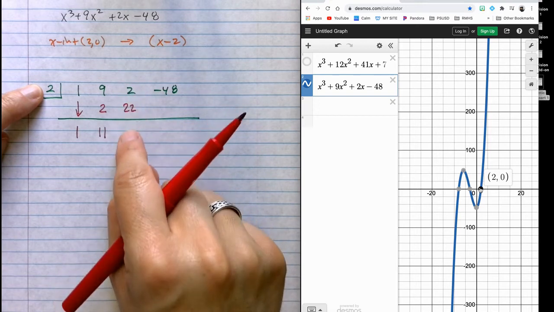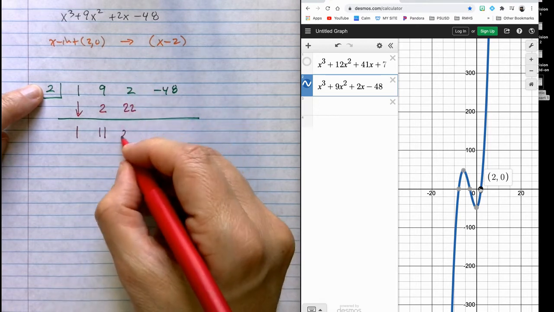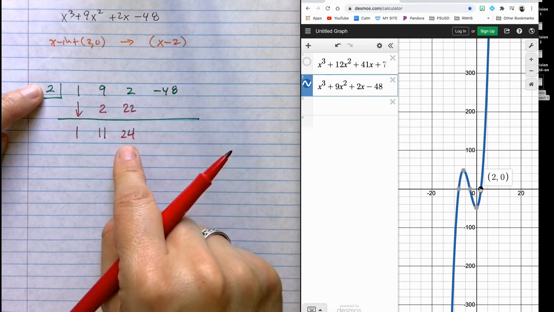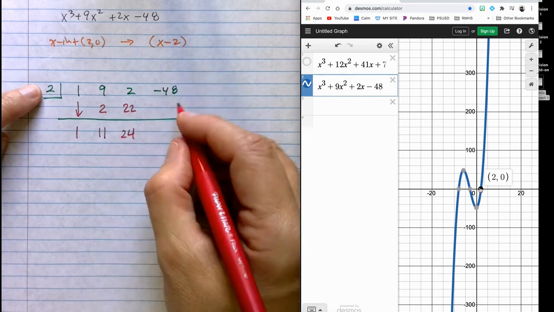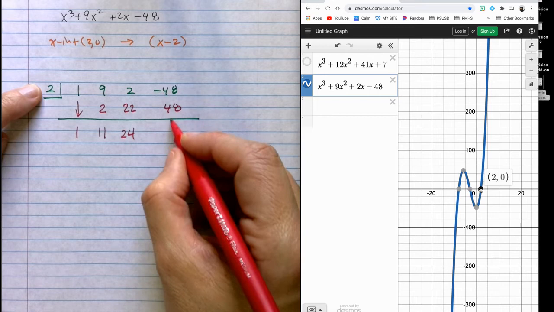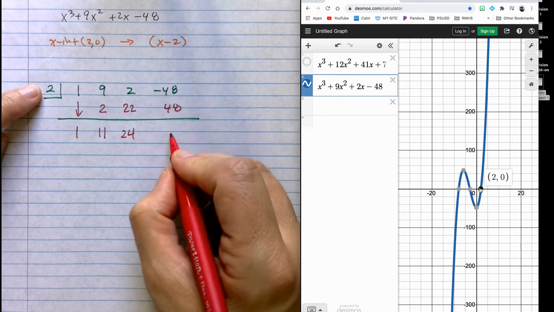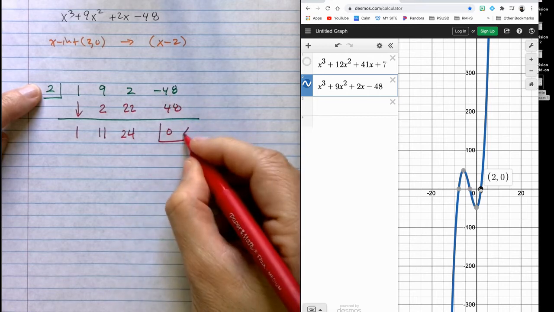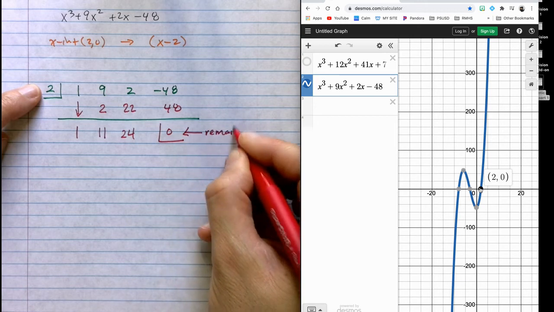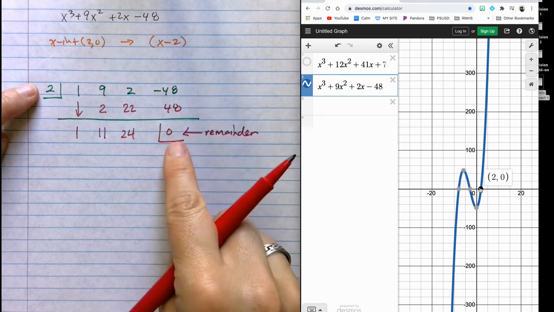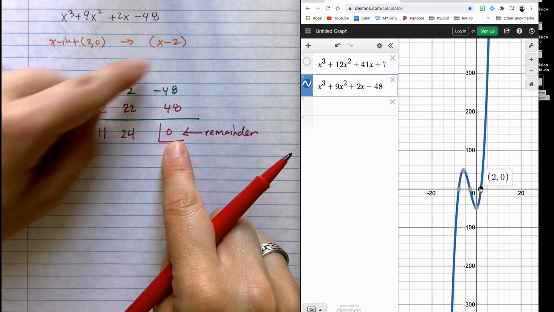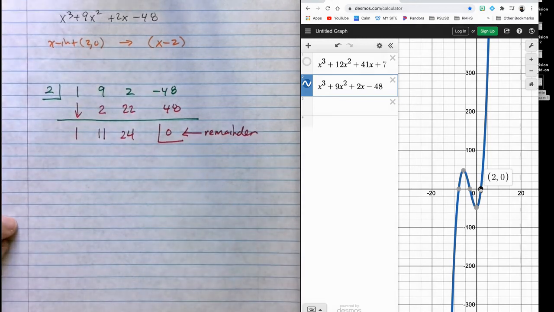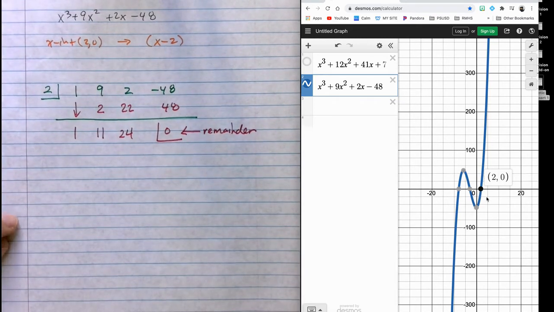Now add straight down. 2 plus 22 is 24. Now multiply. 2 times 24 is 48. Add straight down. Negative 48 plus positive 48 is 0. Remember, this is the remainder. The remainder is 0. Therefore, we know this is a factor. Now, we already could see that because over here on the graph, we can see 2 is a factor.